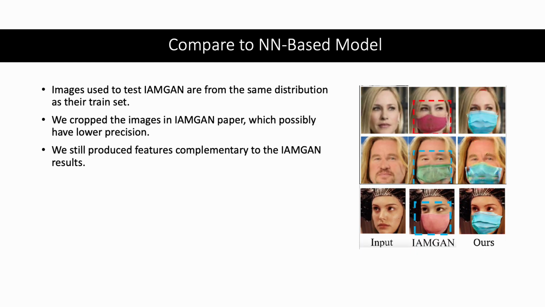Lastly, we want to compare our model to a neural network-based model, IMGAN. We cropped the images from the IMGAN paper. This possibly resulted in lower precisions than the actual images they used. And we also know that researchers usually get their testing and training sets from the same source. So the images used to test IMGAN should be from the same distribution as their training set, while our training set is from a different source with a slightly different distribution. That means our testing result here on the right-hand side is slightly biased toward IMGAN. However, we still produce features complementary to the IMGAN results.